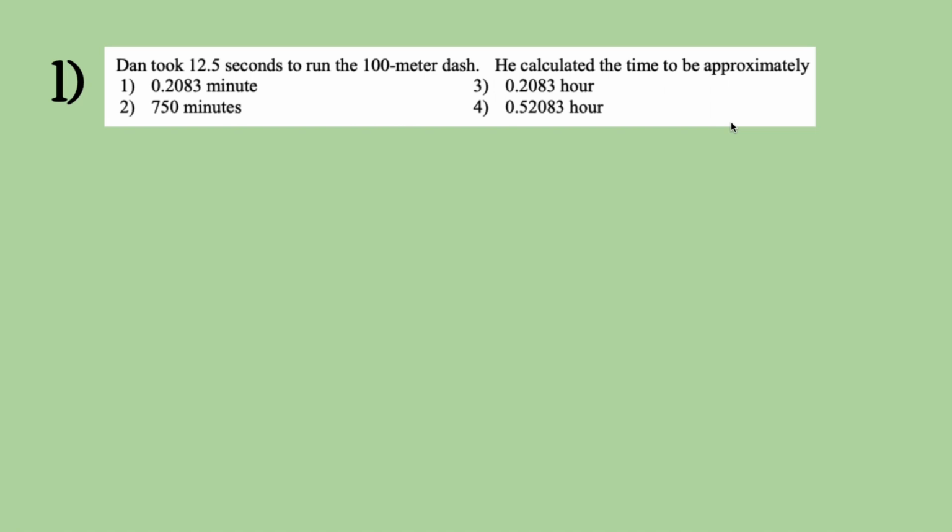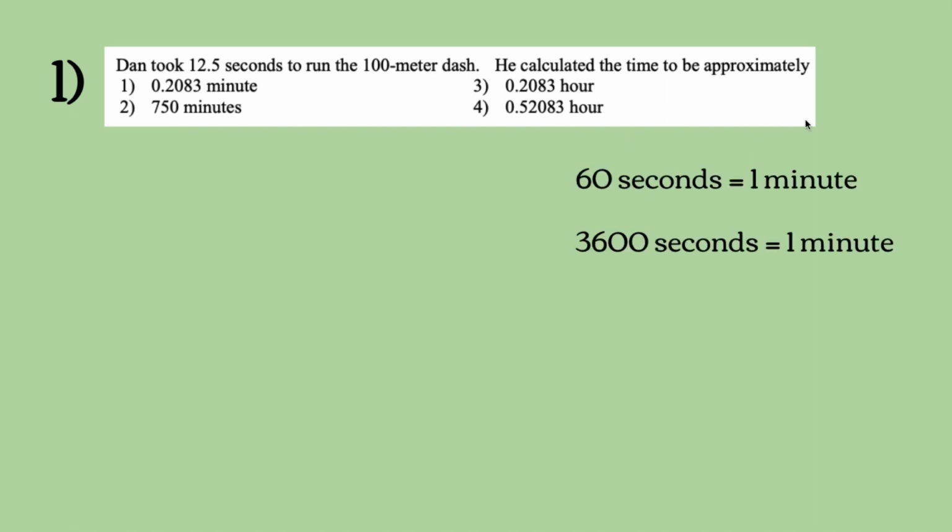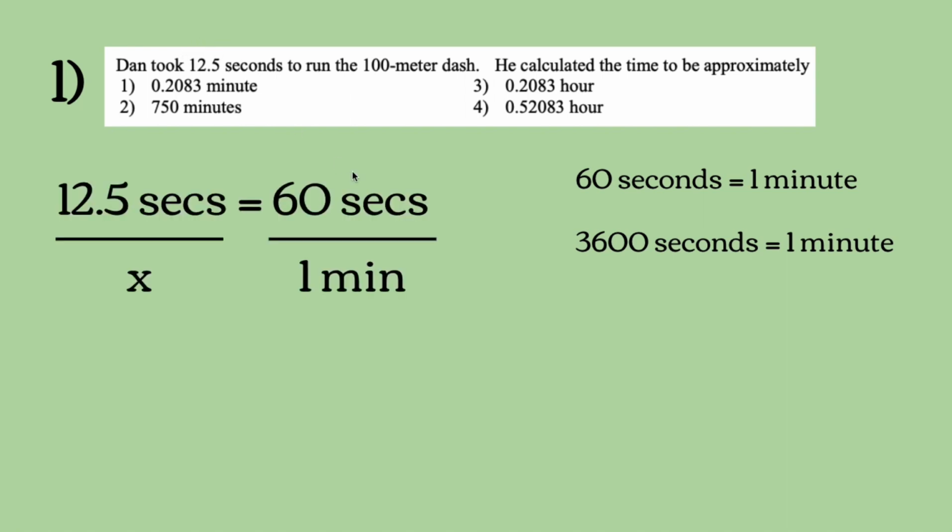The 100-meter dash doesn't have anything to do with the amount of seconds we have. But we need to see that in the answer choices, we have minutes and we have hours. There are 60 seconds in 1 minute and 3,600 seconds in 1 hour, since we're trying to figure out the amount of minutes or hours that this value would be. So we're going to set up a proportion: 12.5 seconds over x equals 60 seconds over 1 minute.